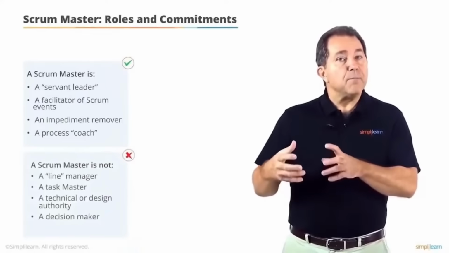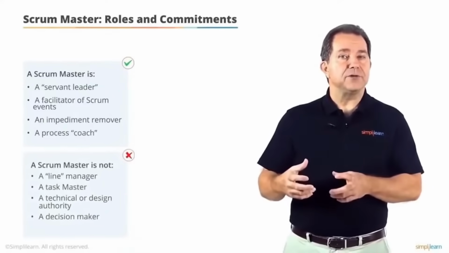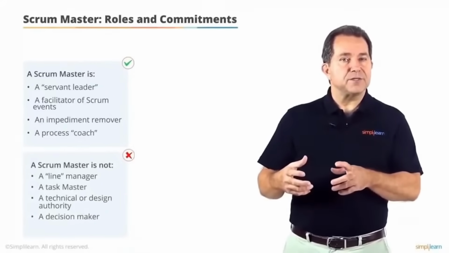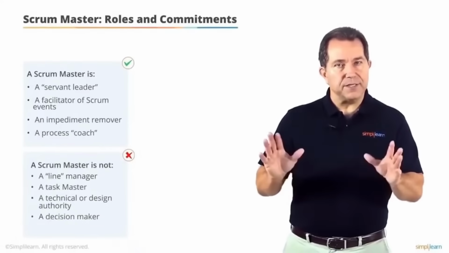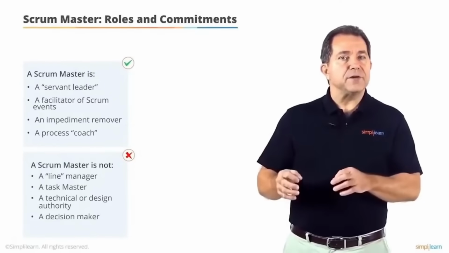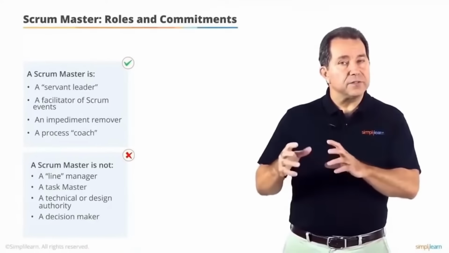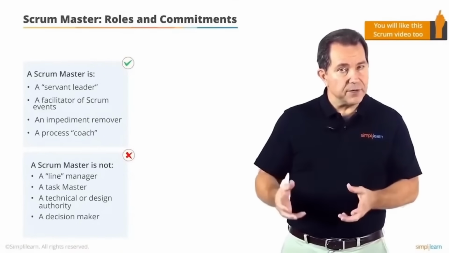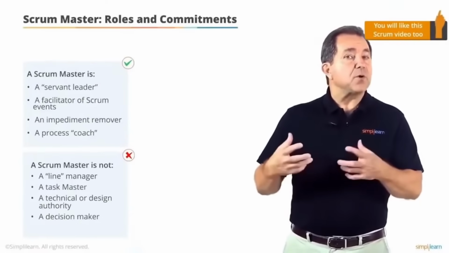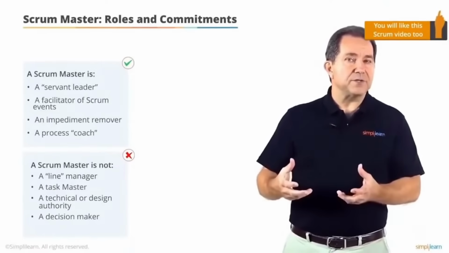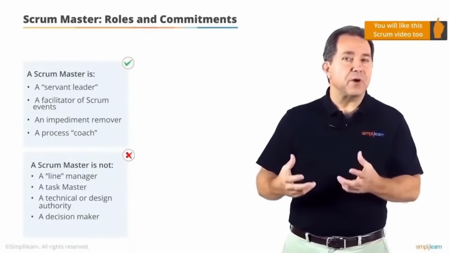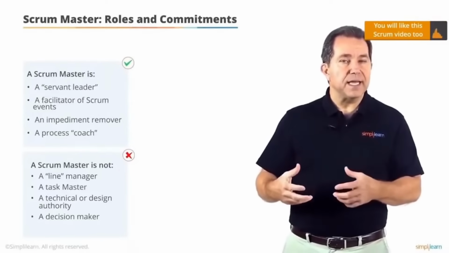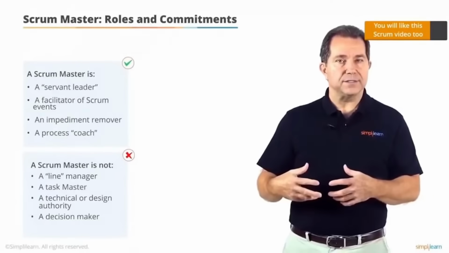The Scrum Master must not be a line manager of the team. The Scrum Master is not to be a taskmaster either. The Scrum Master is not a technical or design authority, nor is he or she a decision maker for the team. Throughout the course of the project, the Scrum Master must not do anything to rob the team of its empowerment and ability to self-organize.